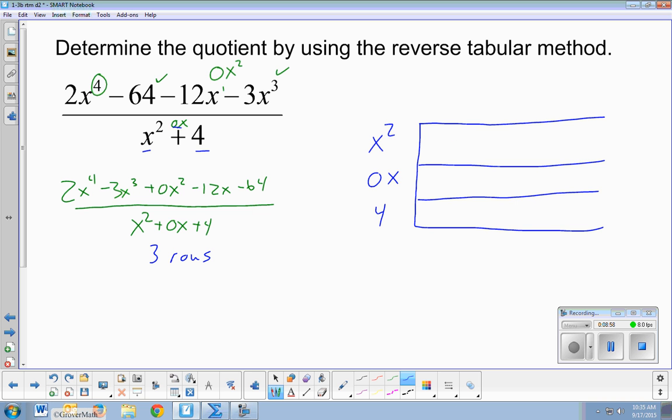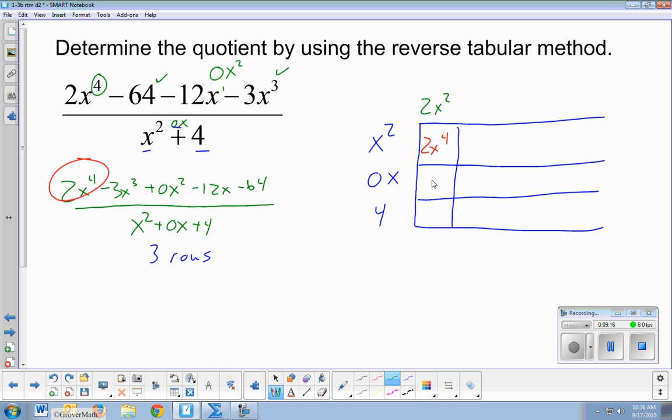Start off with 1 column. My first term, 2x to the fourth. Oh, actually, I should use it down here, and I'll switch to a different color over here. 2x to the fourth. That goes in my first box, which tells me the title must then be 2x squared.